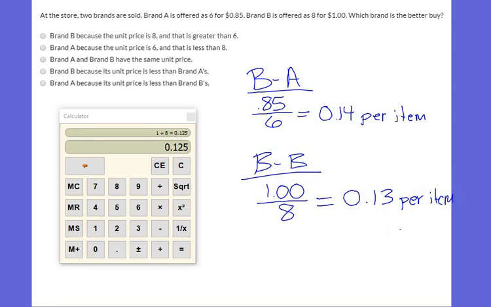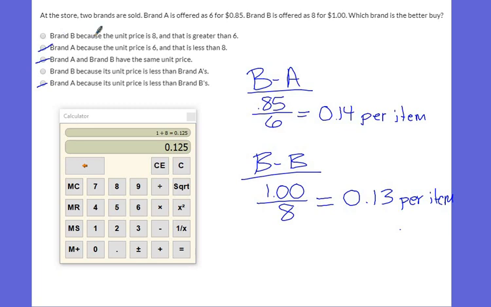Okay, so I need to read through these options to see which one sounds the best, because it looks like brand B is the better buy. So the question said, which brand is the better buy? So I know it cannot be this one, because it says brand A, and that's not even true. This says brand A, so that's not even true. This says A and B are the same, so that's not true. So it has to be between these two.